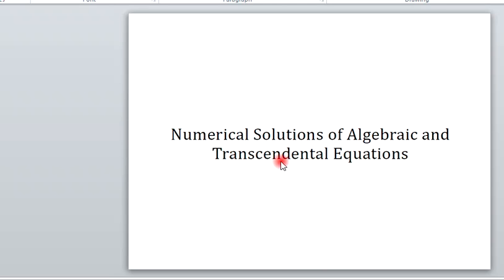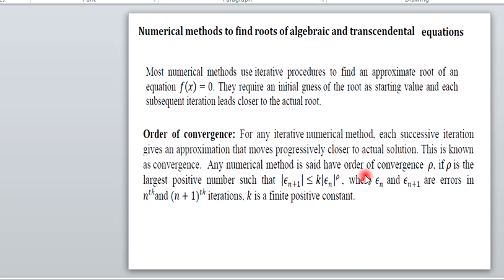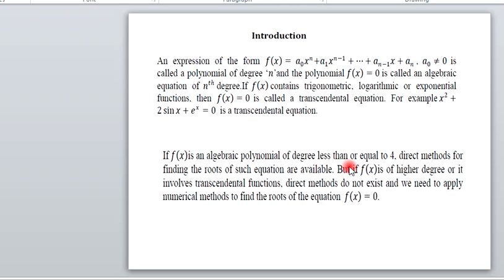Today we are discussing numerical solutions of algebraic and transcendental equations. First, we have to know what we mean by a transcendental or algebraic equation. An expression of this form, where a0 is not equal to 0, is called a polynomial of degree n, and the polynomial f(x) equals 0 is called an algebraic equation of nth degree.